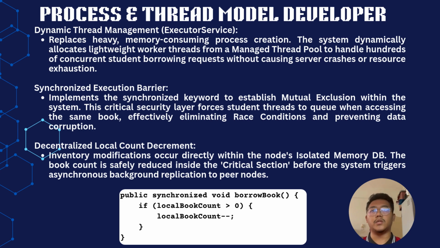So today I would like to share about the thread model I developed. The thread model has three parts, which are dynamic thread management, synchronized execution barrier, and decentralized local count decrement. For dynamic thread management, we replace heavy memory-consuming process creation. The system dynamically allocates a lightweight worker to each request, using a managed thread pool to handle hundreds of concurrent student borrowing requests without causing server crash or resource exhaustion.